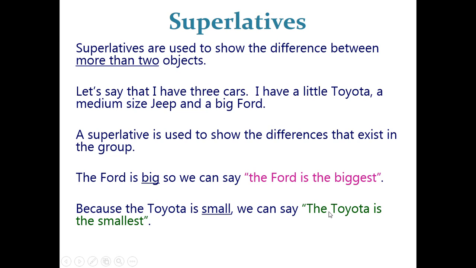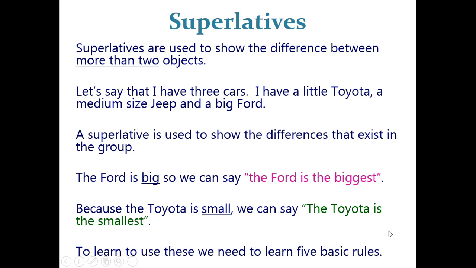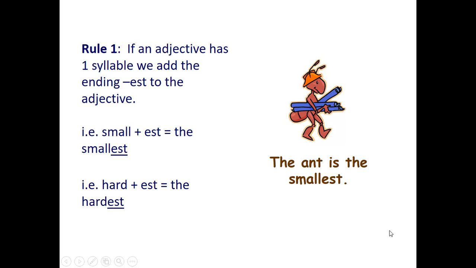You don't have to know how many items you're comparing. Anytime you have that EST ending, you're basically saying that there are more than 2 items. There could be as many as you want. In this particular situation, we have 3, but there could be more. And again, just like the comparatives, the rules for superlatives follow along the same line.